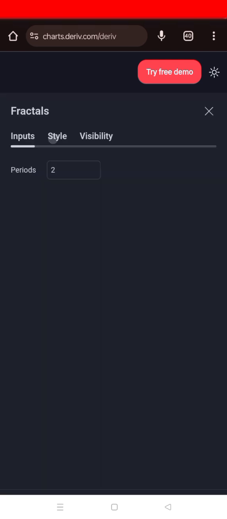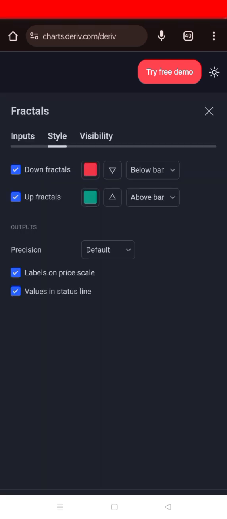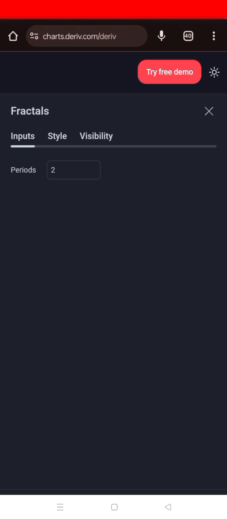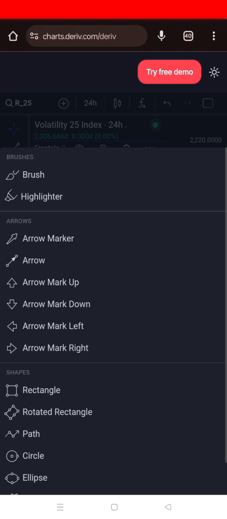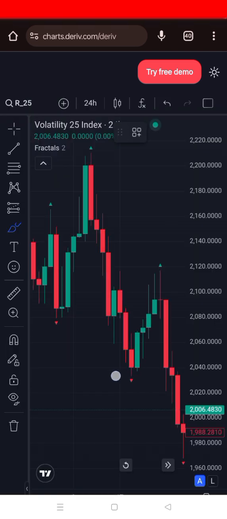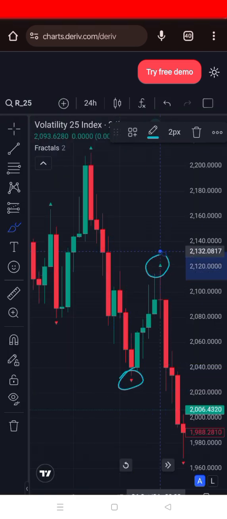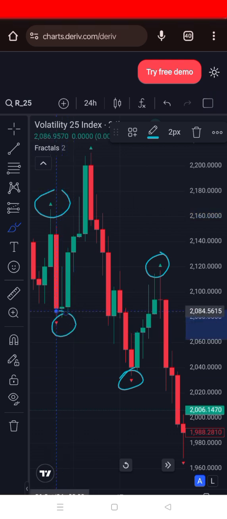So with that, let's proceed. Currently we are at 24 hours, but you can change your market to any candlestick time frame. You can see we have down fractals and up fractals. I've told you the down fractals are represented by a red arrow, and for the up, we have a green arrow, as you can see currently on this chart.